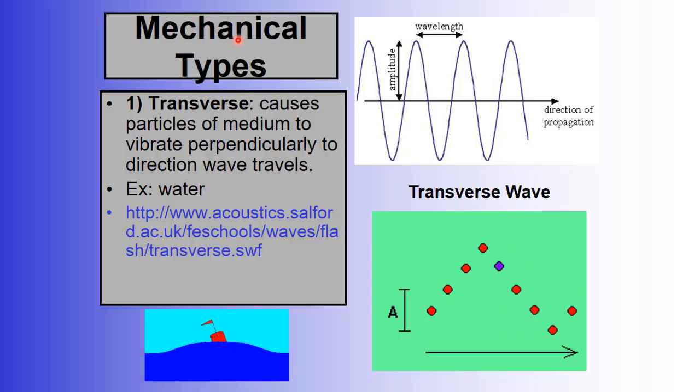Now we discuss the types of mechanical wave. Mechanical waves की कौन-कौन सी type है हमारे पास? The first one is transverse wave and the second one is longitudinal wave. The first one, transverse wave, is the wave that causes particle of the medium to vibrate perpendicular to the direction of wave travel. जिस डायरेक्शन में वेव ट्रैवल करके जा रही होती है, ट्रांसवर्स वेव में क्या होता है कि पार्टिकल जो है मीडियम के वो वाइब्रेट करेंगे परपेंडिकुलर टू द डायरेक्शन ऑफ वेव ट्रैवल.